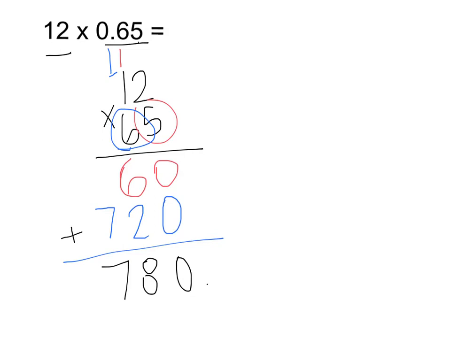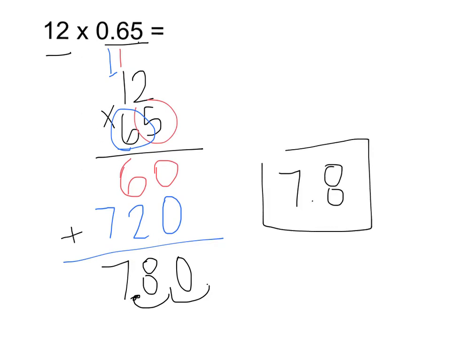If I put it here, there's none. If I put it here, there would be 1. So I need to put it here. So my answer must be 7 and 80 hundredths, or 7 and 8 tenths. Very good.